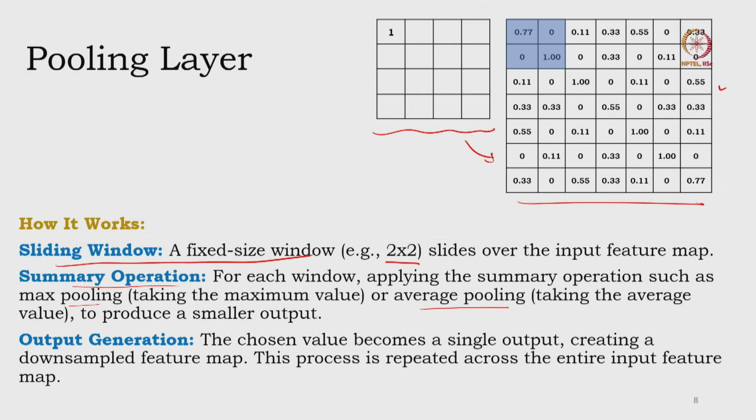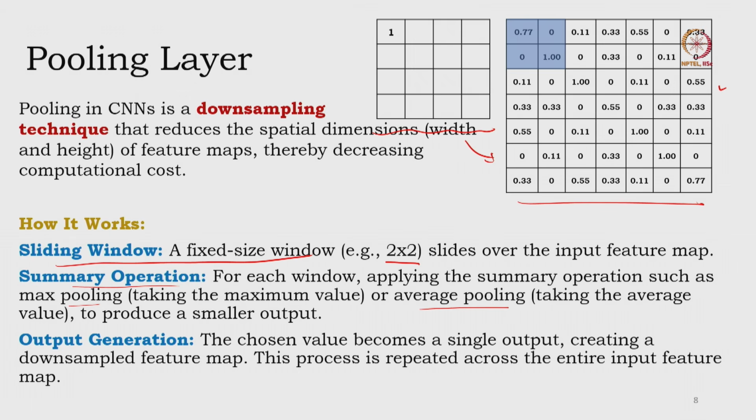So by doing this, what exactly have we achieved? We have done downsampling. Therefore, pooling in CNN is a downsampling technique, and what it is going to do is reduce the spatial dimension, that is, the width and height, of this feature map. And why are we doing this?